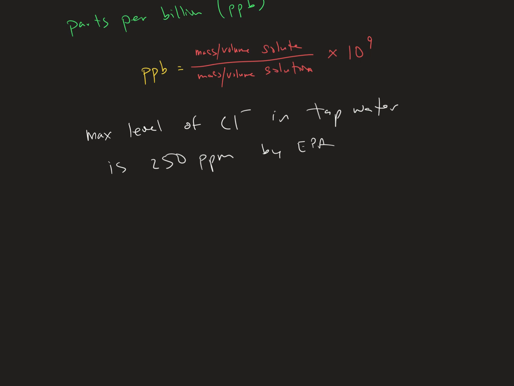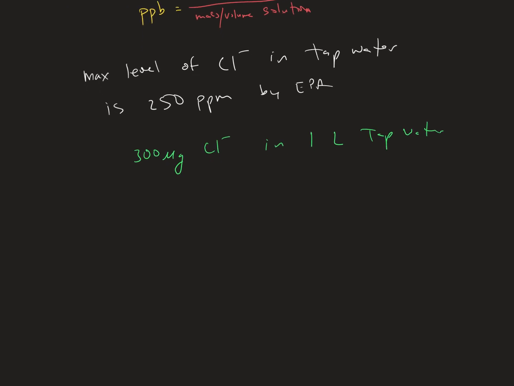So we want to know if, let's see, we measure in our water that there's 300 micrograms of chloride in 1 liter of tap water. So does it pass inspection? What do we need to know here? No, that's okay. We're good.